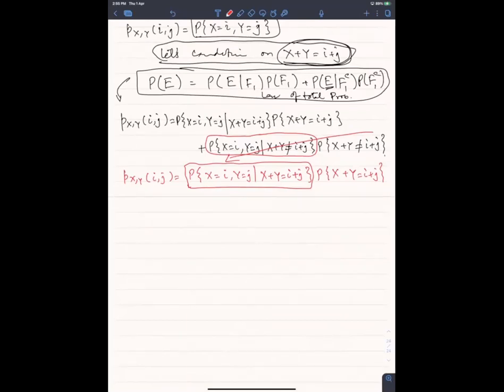तब भी यही आंसर निकलना था. Now let me ask you this question कि probability of x is equal to I, y is equal to j given x plus y is equal to I plus j. So what would be this? कोई guess इसके बारे में करना चाहे तो? Any guesses about this? कोई guess करना चाहते हैं? What would be this?